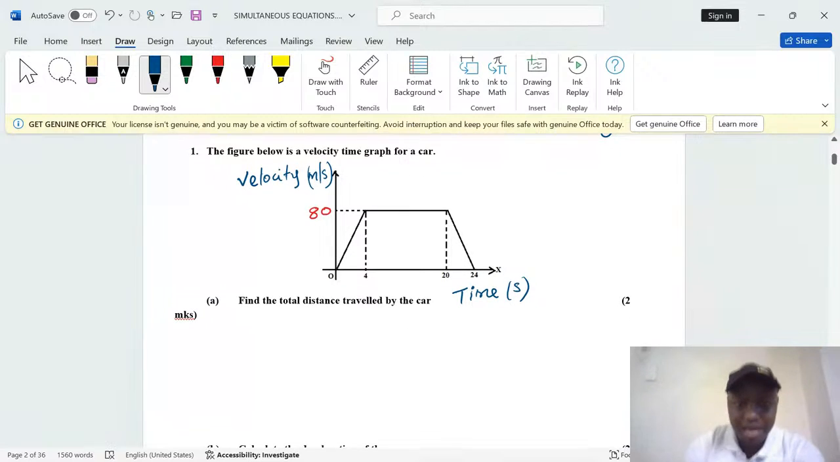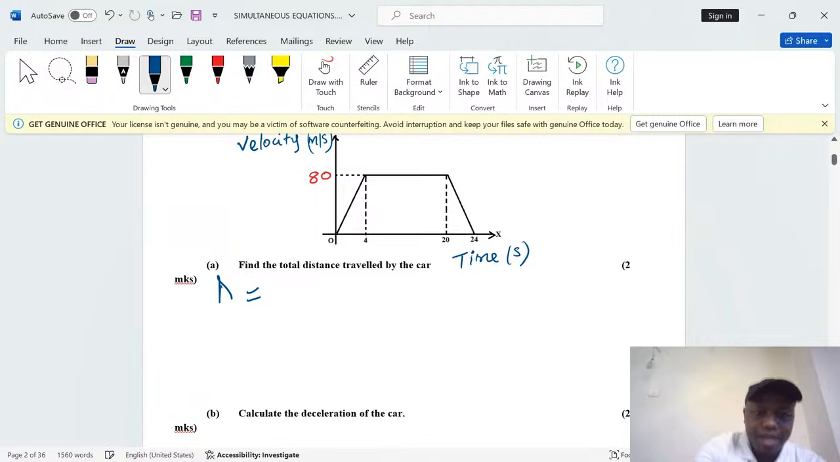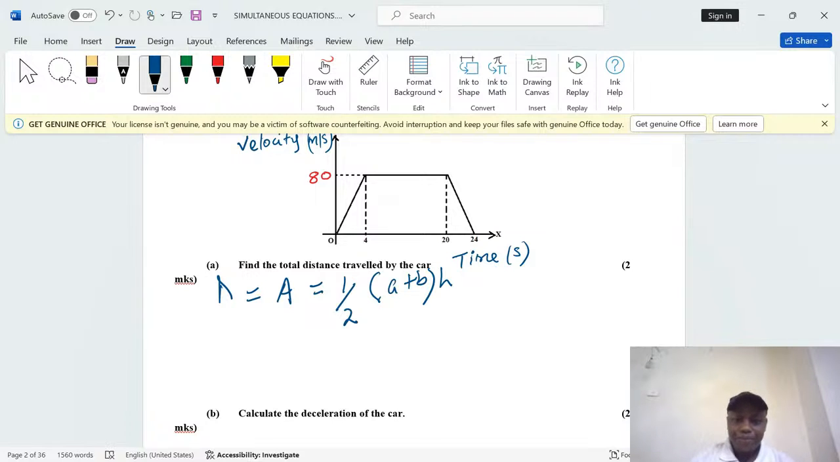Therefore, area of a trapezium, total distance will be given by area. This is a trapezium. Therefore, we need half, then A plus B multiplied by H. Remember, A and B are the two parallel sides of the trapezium. Then H is the perpendicular distance between the two parallel sides.